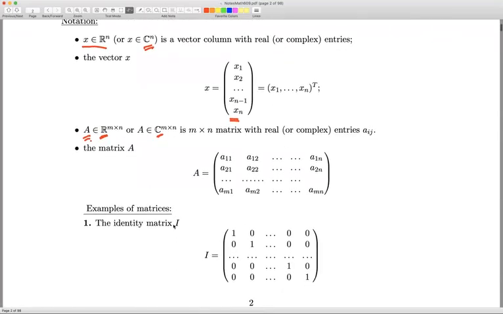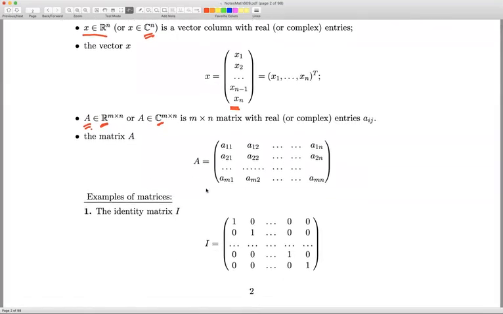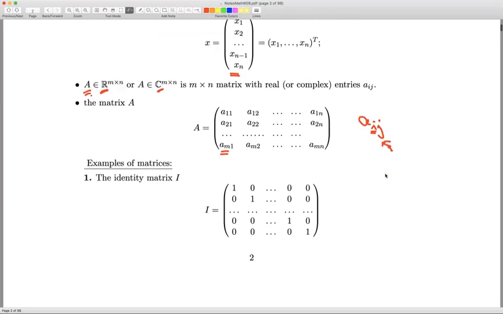And as you all know from linear algebra, this is how a matrix is written. This is a matrix with m rows and n columns, where the generic element is aij, where the index i shows us the number of the row where this element resides, and j tells us the number of the column where this element resides. Examples of simple matrices that we're going to use.